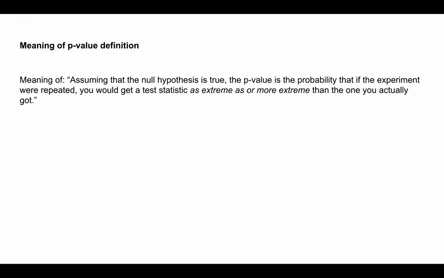Okay, let's look back at the definition of p-value. It says, assuming that the null hypothesis is true, the p-value is the probability that if the experiment were repeated, you would get a test statistic as extreme or more extreme than the one you actually got. Now, what does this whole "as extreme or more extreme" thing mean? I think it's a little bit confusing.